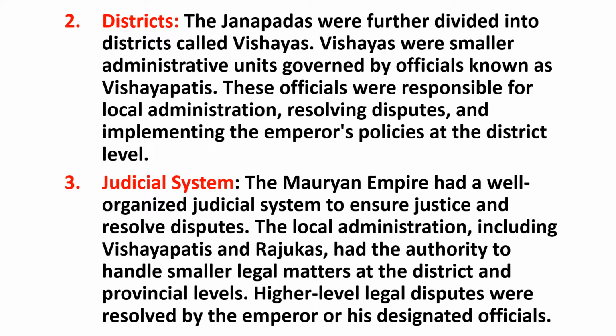Third one, judicial system. The Mauryan Empire had a well organized judicial system to ensure justice and resolve disputes. The local administration, including Vishayapatis and Rajukas, had the authority to handle smaller legal matters at the district and provincial level. Higher level legal disputes were resolved by the emperor or his designated officials.